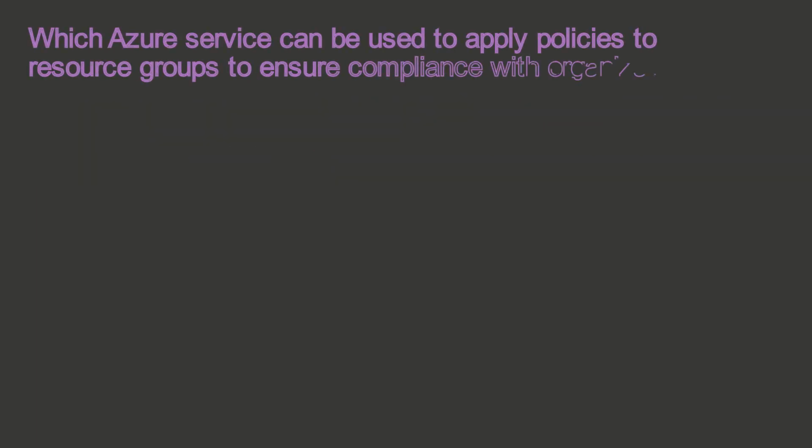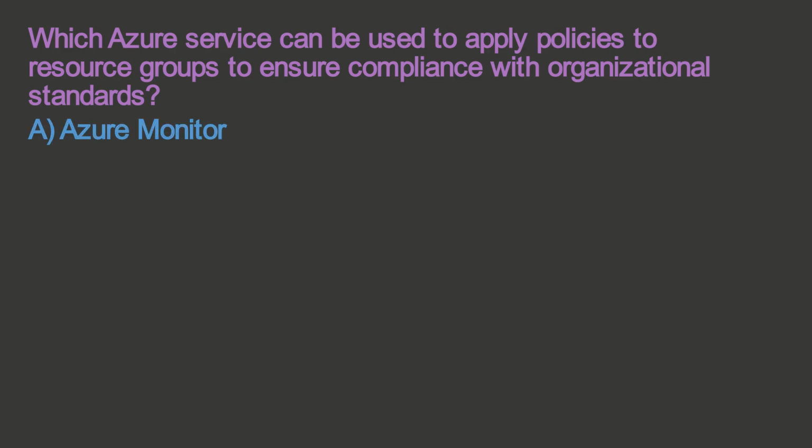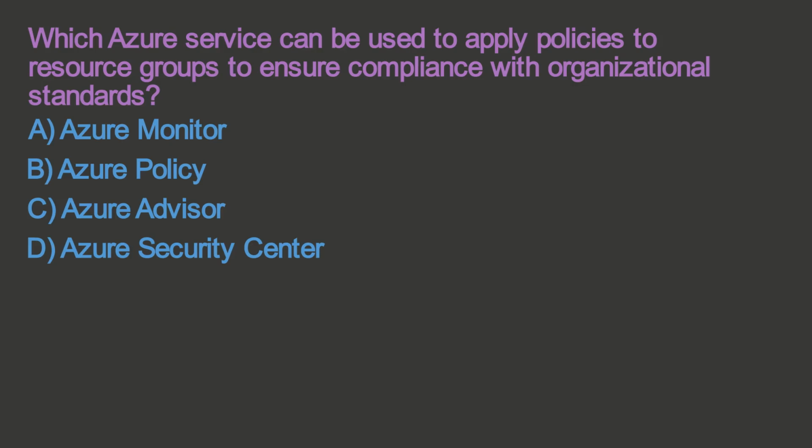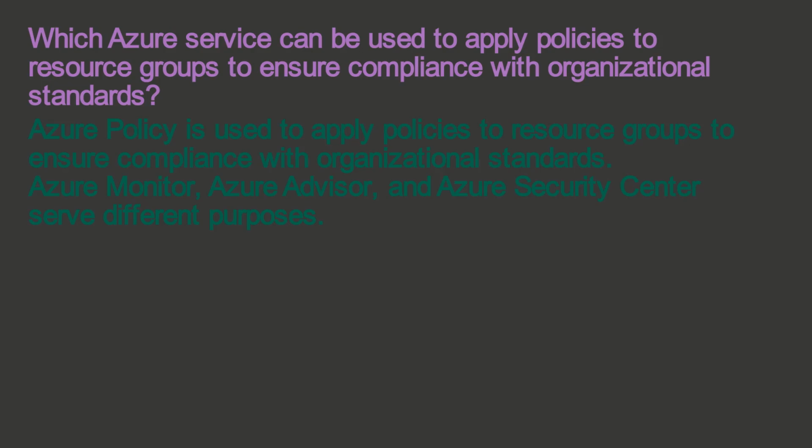Which Azure service can be used to apply policies to resource groups to ensure compliance with organizational standards? A. Azure Monitor. B. Azure Policy. C. Azure Advisor. D. Azure Security Center. The correct answer is B, Azure Policy. Azure Policy is used to apply policies to resource groups to ensure compliance with organizational standards. Azure Monitor, Azure Advisor, and Azure Security Center serve different purposes.